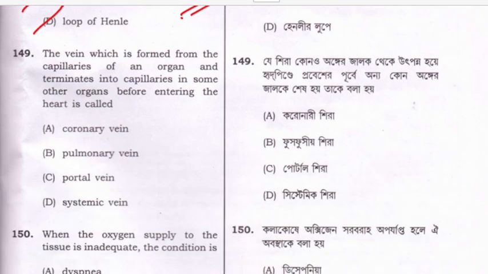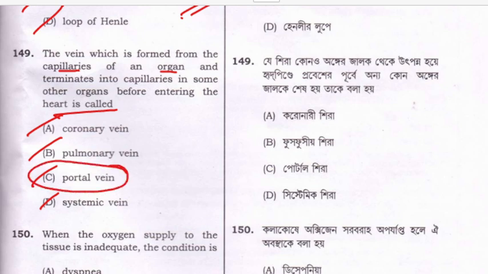The vein which is formed from the capillaries of an organ and terminates into capillaries in some other organ before entering into the heart is known as coronary vein, pulmonary vein, portal vein, or systemic vein. This is known as portal vein.